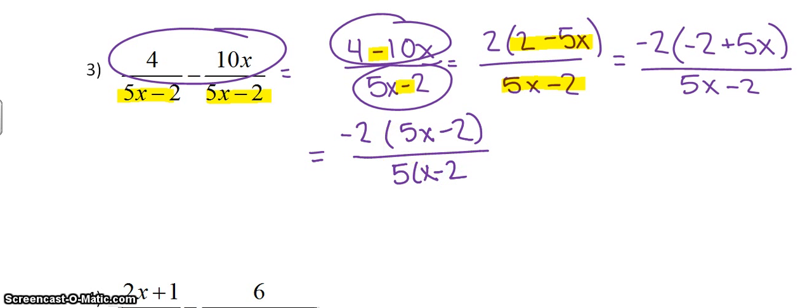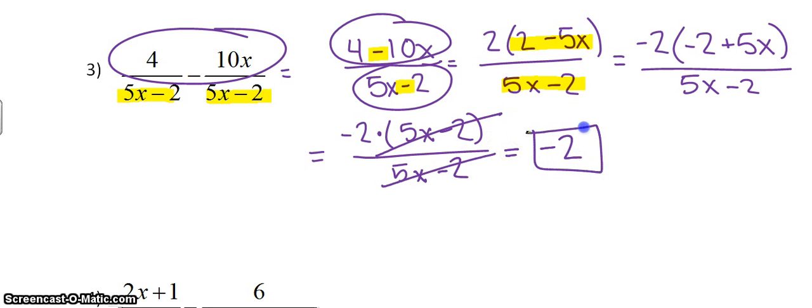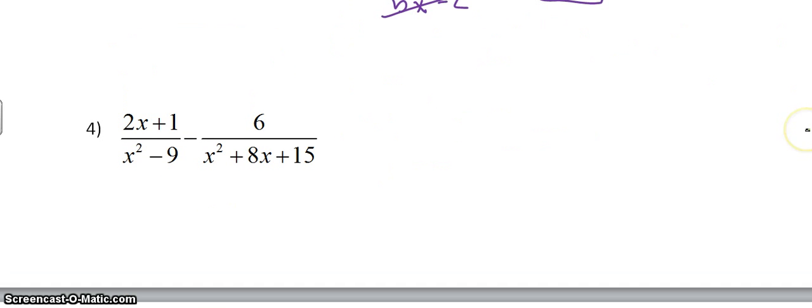And, oops, didn't need those parentheses there. 5x minus 2. And now these look exactly the same. So notice these are being multiplied, which means I can cancel factors now. If these are identical, we can get rid of them, and our final answer is negative 2. Key in this problem is that you can only cancel factors that are being multiplied. Otherwise, they wouldn't be factors. They would be things you're adding to them. Number 4.